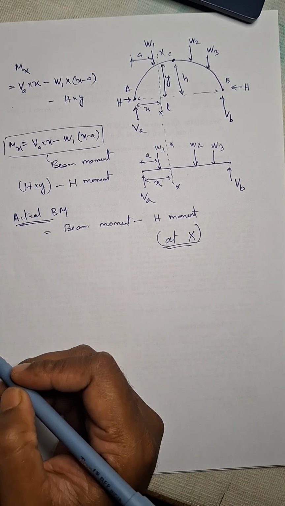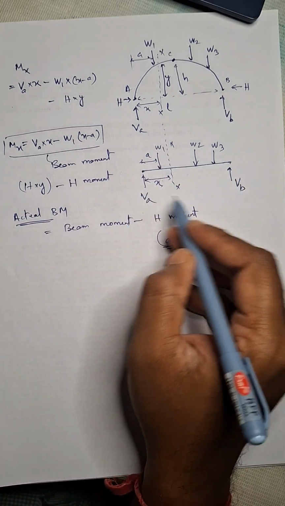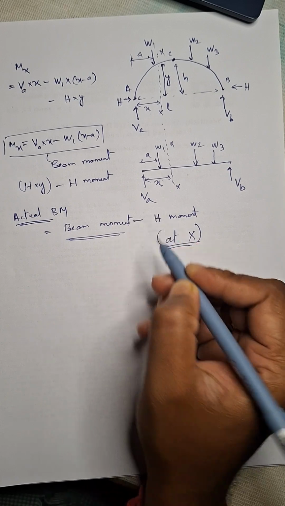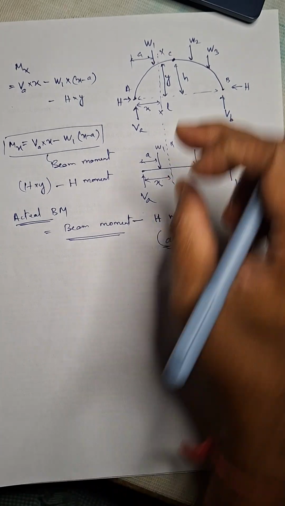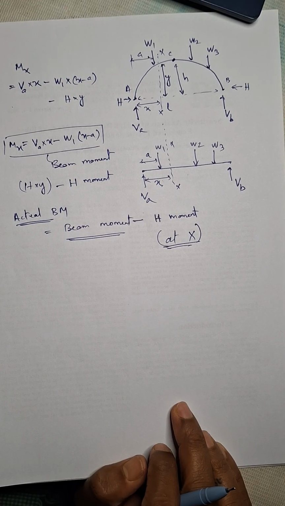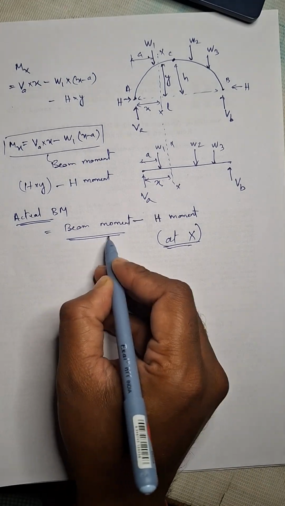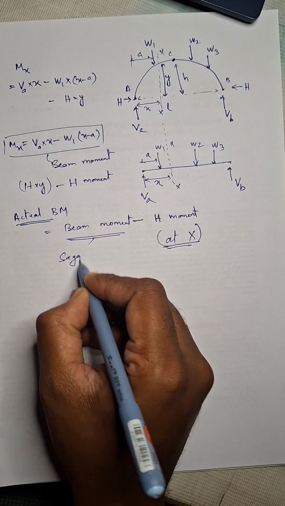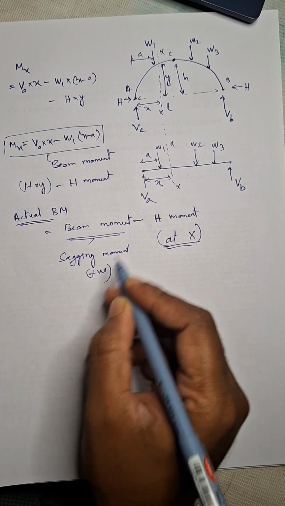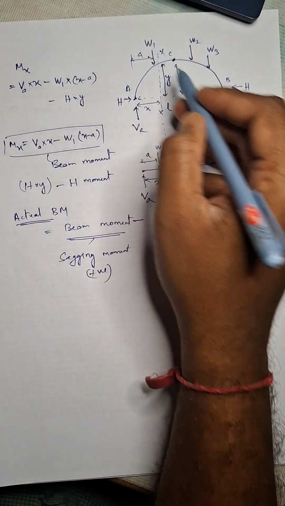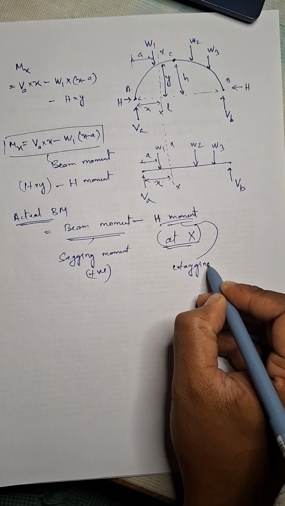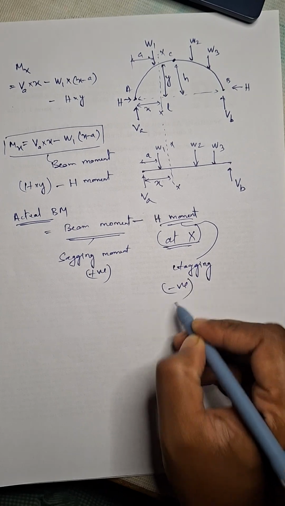So the actual bending moment in an arch will be, if you consider this as a simply supported beam, the beam moment minus the H moment. So H into the height at the cross section, we can find out that height to find this moment. Now this beam moment will be a sagging moment, so this will be a positive sagging moment. However, this H moment will create a hogging moment, so the H moment is a hogging or negative moment.